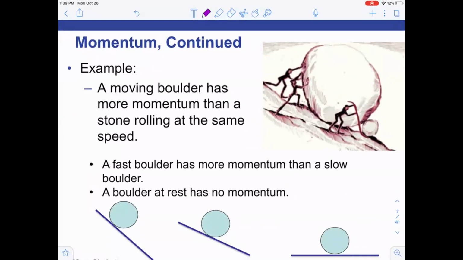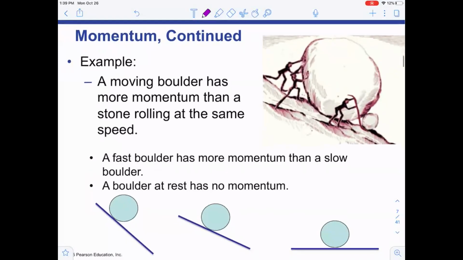So these are just examples to conceptually think about. If you had a boulder and a stone rolling down a hill at the same speed, the boulder would have more momentum than the stone. The bottom picture, it's assumed that the boulder on the left is going faster than the one in the middle, and the one on the right is stopped. So the one on the left would have the most momentum, the one in the middle would have less, and the one on the right, if it was stopped, would have no momentum, right?